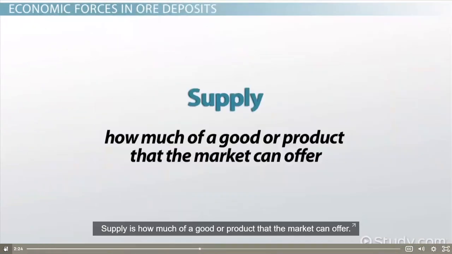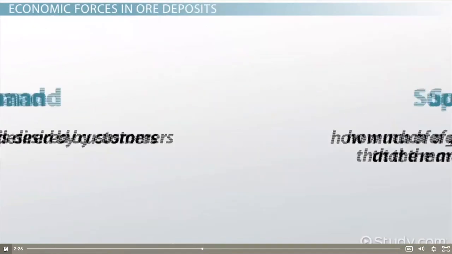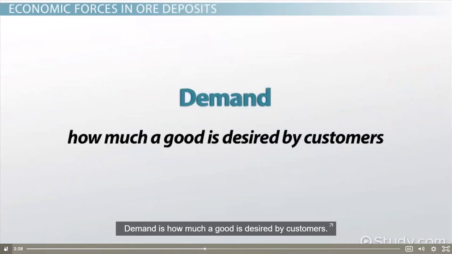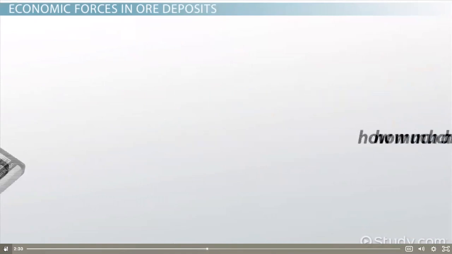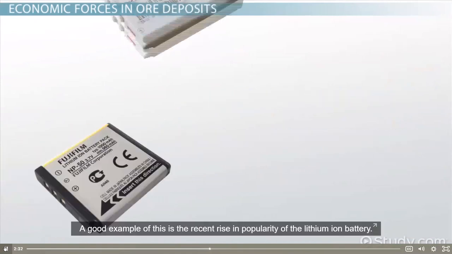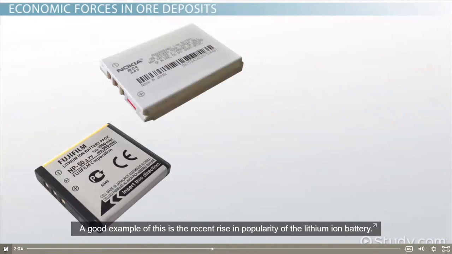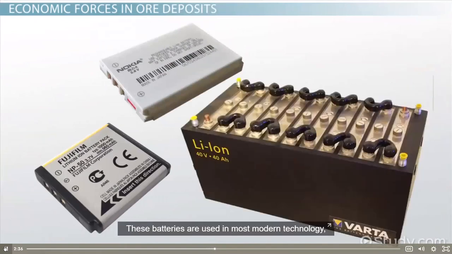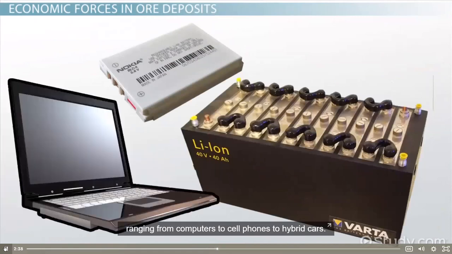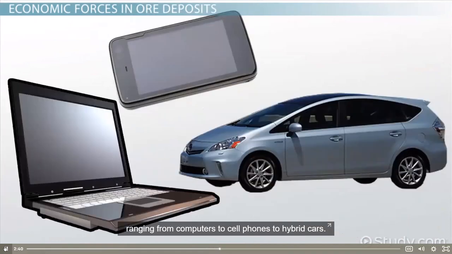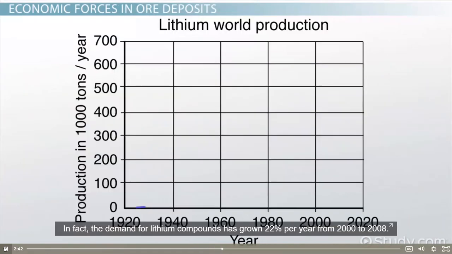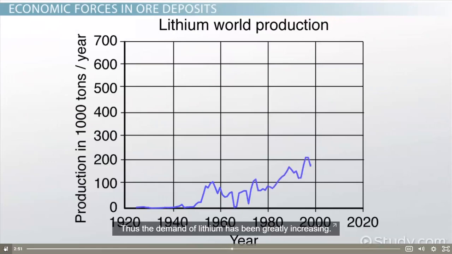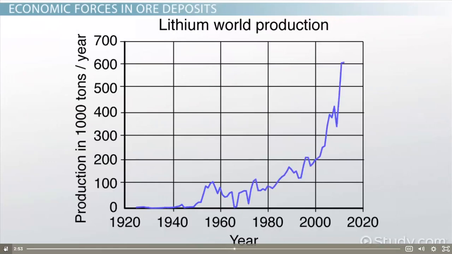Supply is how much of a good or product that the market can offer. Demand is how much a good is desired by customers. A good example of this is the recent rise in popularity of the lithium-ion battery. These batteries are used in most modern technology, ranging from computers to cell phones to hybrid cars. In fact, the demand for lithium compounds has grown 22% per year from 2000 to 2008. Thus, the demand of lithium has been greatly increasing.